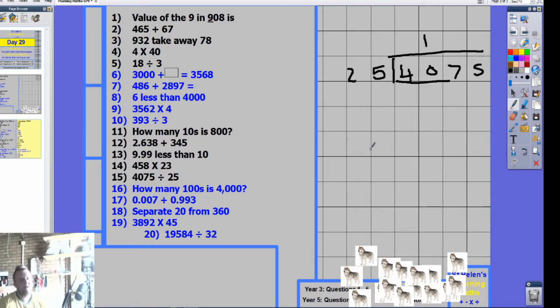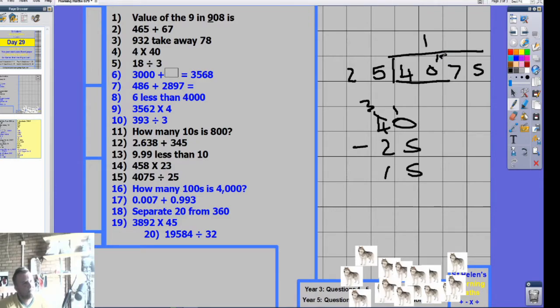Now this is the difficulty. If you're not 100% sure what the leftover amount is, why not do this? 40 minus 25 is 15. My leftover amount is 15. That's quite a large amount.